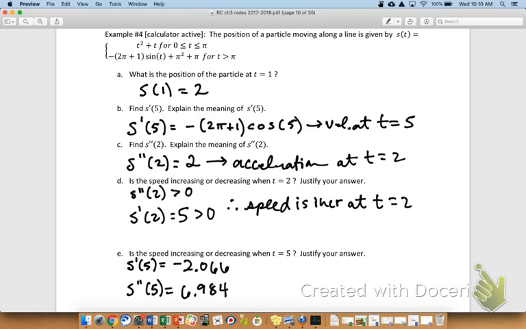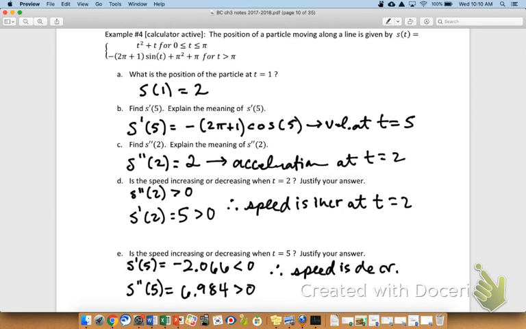6.984. Of course, this number is negative. This number is positive. Signs of acceleration and velocity are different. Therefore, what's our conclusion? Speed is decreasing. So make sure you put, therefore, speed is decreasing.